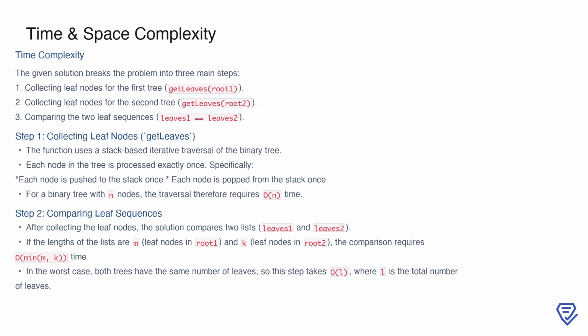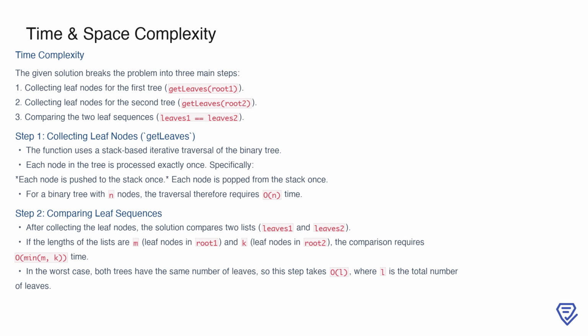First, we collect the leaf nodes from the first tree using the getLeaves function. This is done through a stack-based iterative traversal, where each node in the binary tree is processed exactly once. Specifically, each node is pushed onto the stack once and popped once. For a tree with n nodes, this traversal takes O(n) time.